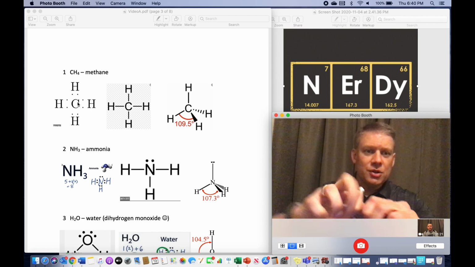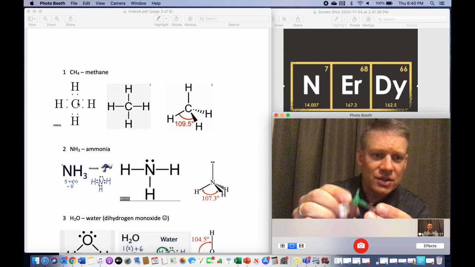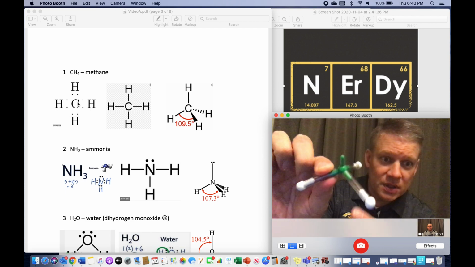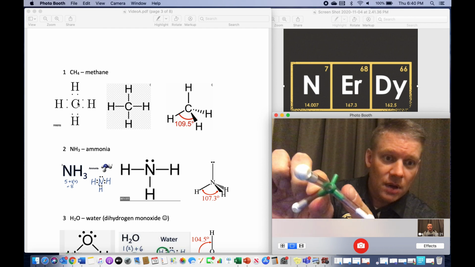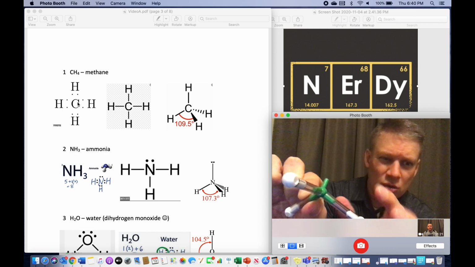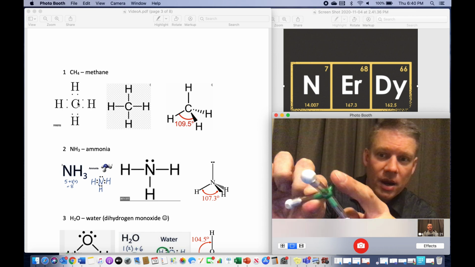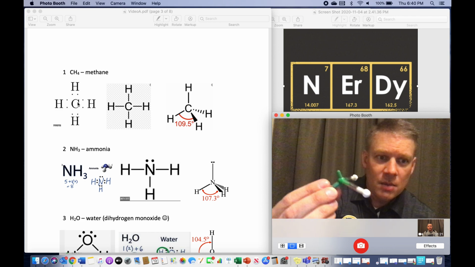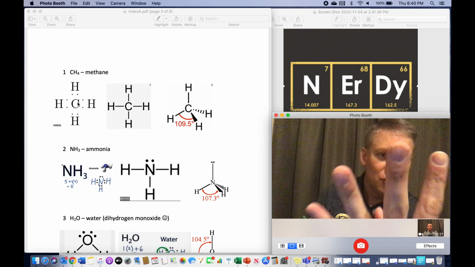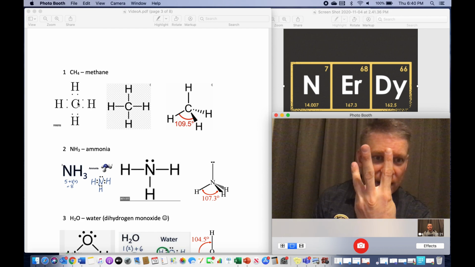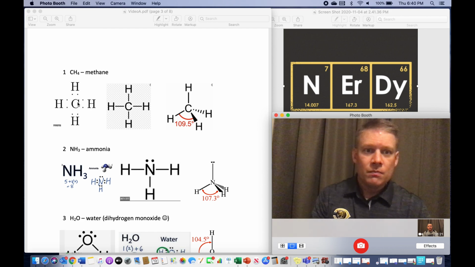Ammonia: all you do is pop one of the H's off, and you have NH3. Notice the way this model works: these are bonded to hydrogen, so they're called localized electrons because they're local to that bond. But this is a lone pair. It's called an sp3 hybrid because there are 4 areas of charge density, 3 bonds and 1 lone pair. So it's still an sp3 hybrid.